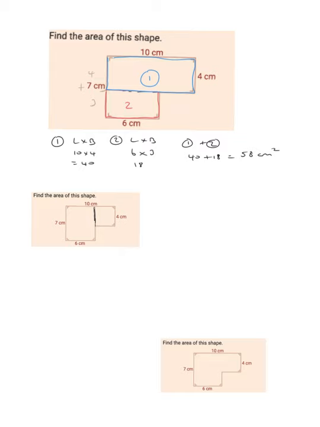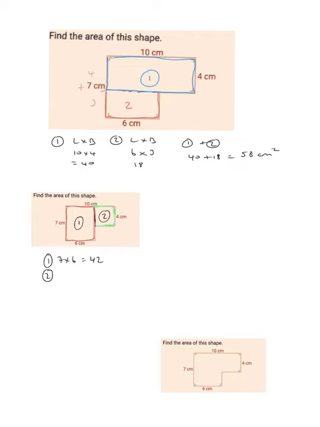Okay, and then I've divided it into 1 and 2 shapes. So we're going to get the area of 1, which I'll do in red. The area of 1 is going to be length by breadth, so length by breadth here is 7 by 6, which is 42. And I'm going to add on the area of 2, which I'm doing in green.